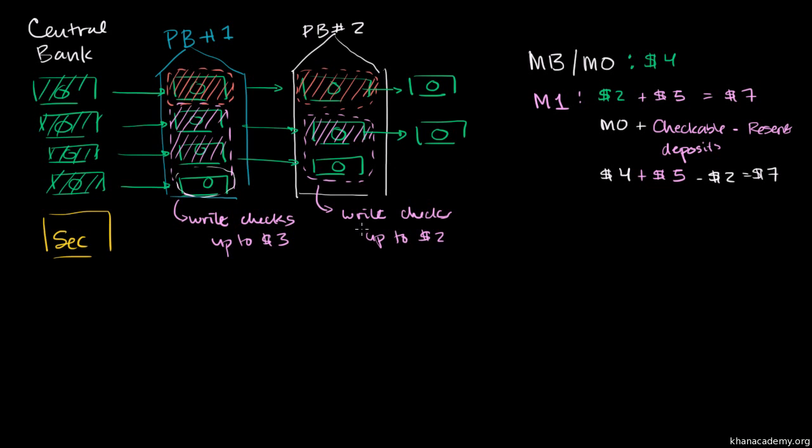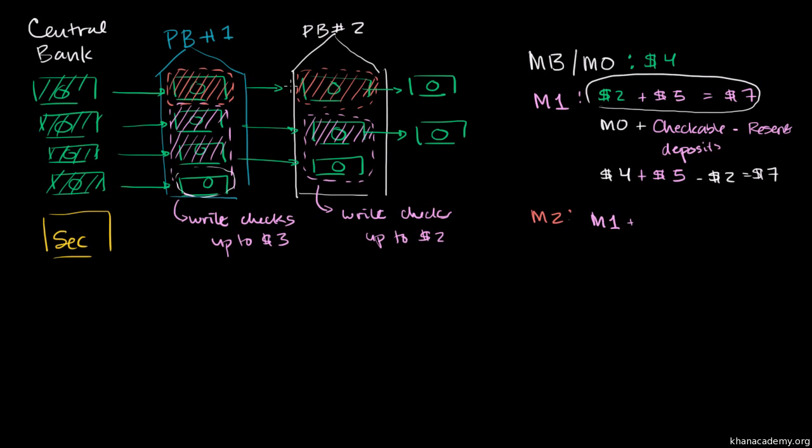So the simplest way to think about it is, what can be used in this broader definition to facilitate transactions? These $2 in people's pockets and this ability to write up to $5 of checks. So that's this view right over here. And if we want to get even broader than that, we can get to something called M2. And here we could say, okay, what's immediately usable to facilitate a transaction right now? That would be our $7 of M1, plus things that can be easily converted to M1.